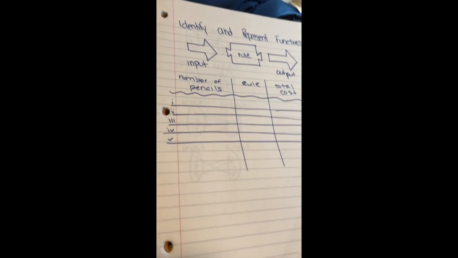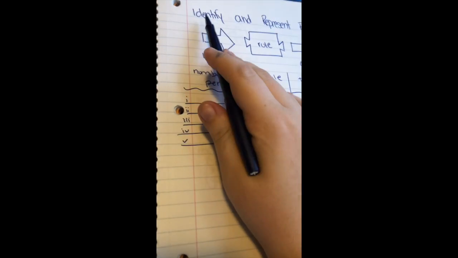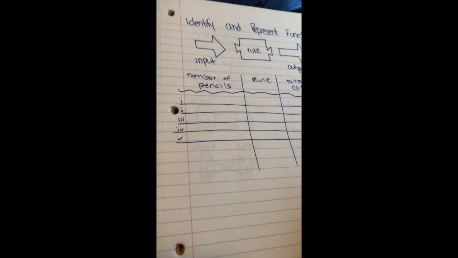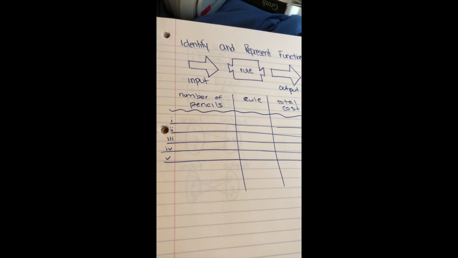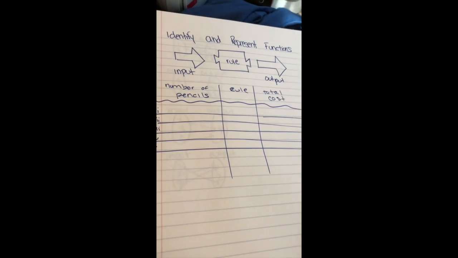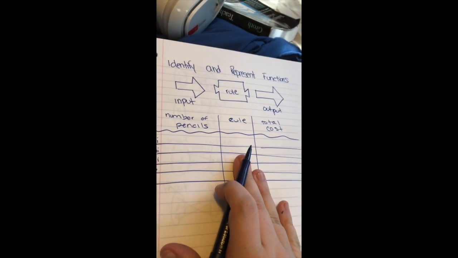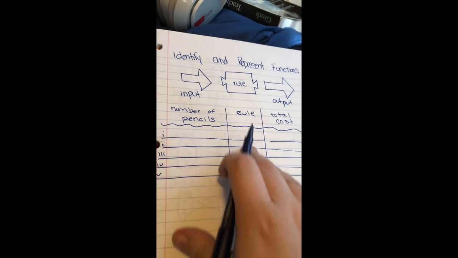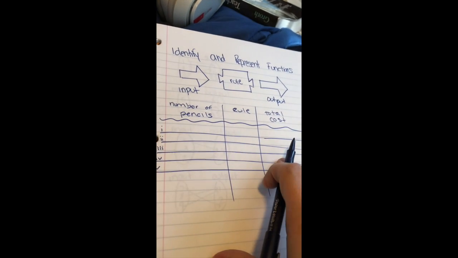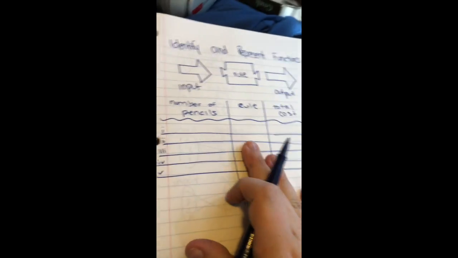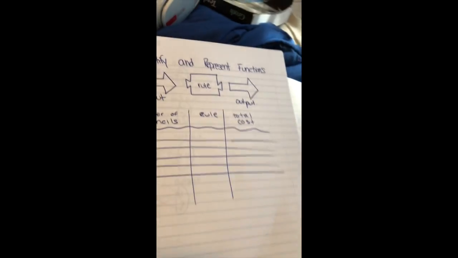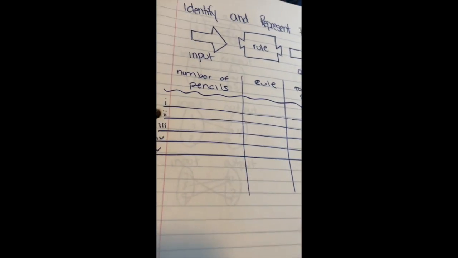So when we talk about functions, one of the things that we want to talk about is identifying and representing functions. And we want to talk about functions as an input happening and producing some kind of output via a rule, something that's happening to said input. So let's use this example.